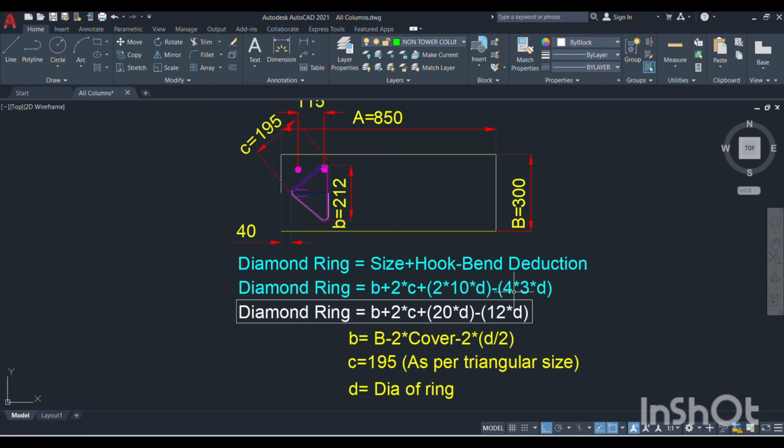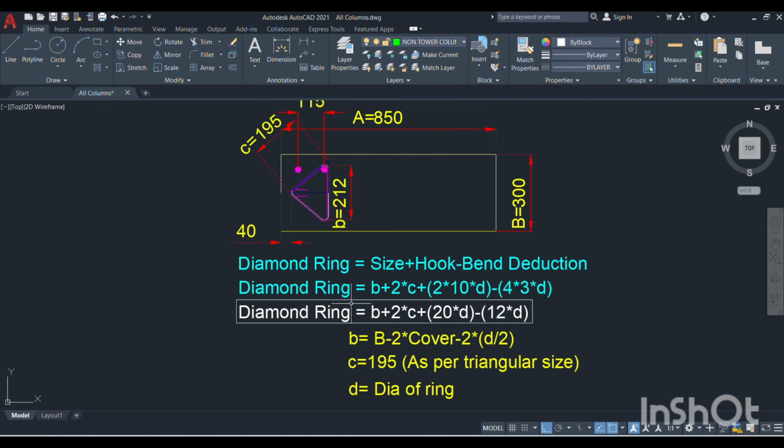That's why the 135-degree bend coefficient is 3d, and that's why 4 into 3 into d. Then the diamond ring is equal to b plus 2 times C plus 2 into 10d, meaning 20d, minus 4 into 3 into d, meaning 12d.